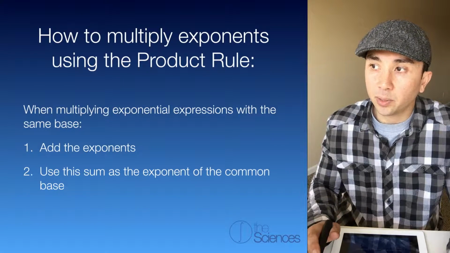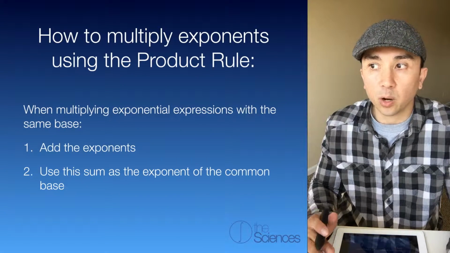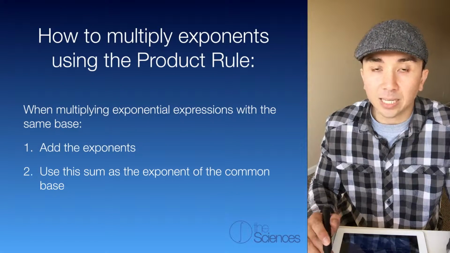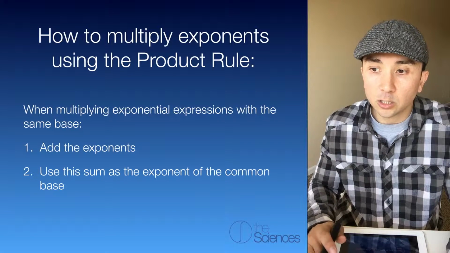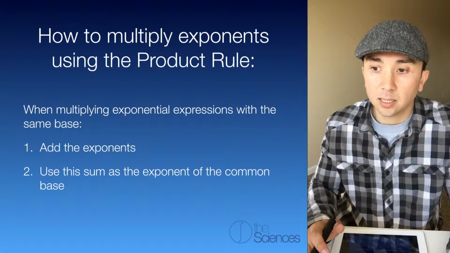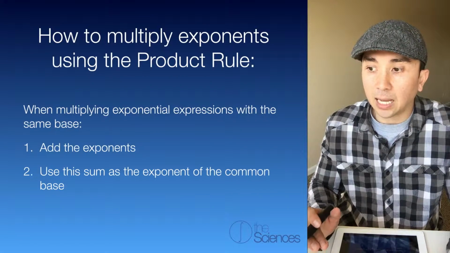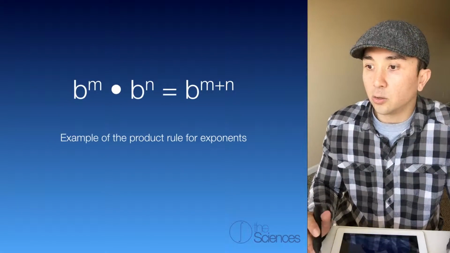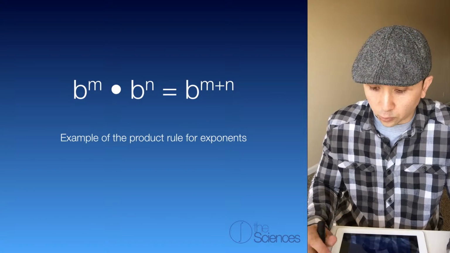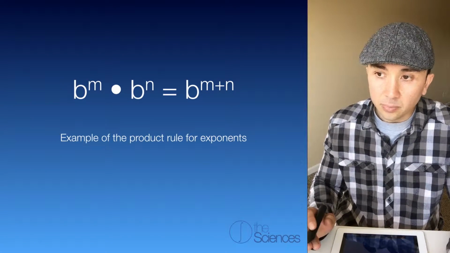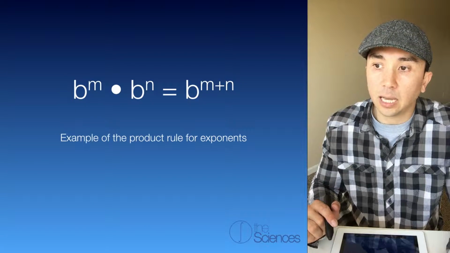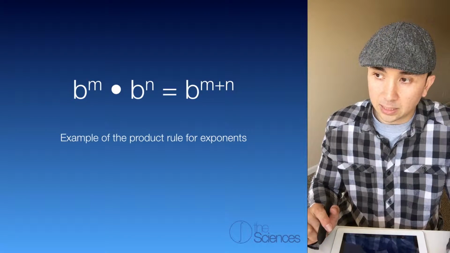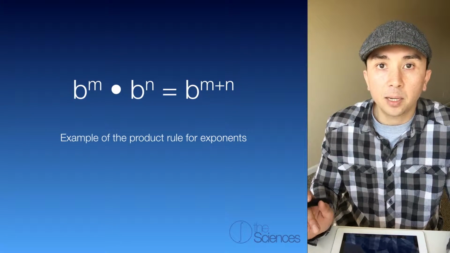So here's how to multiply exponents using the product rule. When multiplying exponential expressions with the same base, all you're going to do is add the exponents, and then use this sum as the exponent of the common base. So here's an example of the product rule for exponents. If we have b to the m times b to the n, all that really means is b to the m plus n.